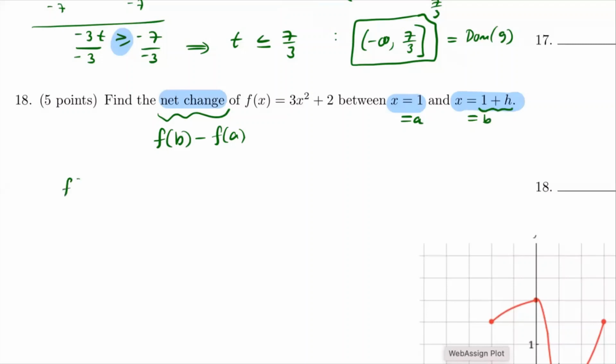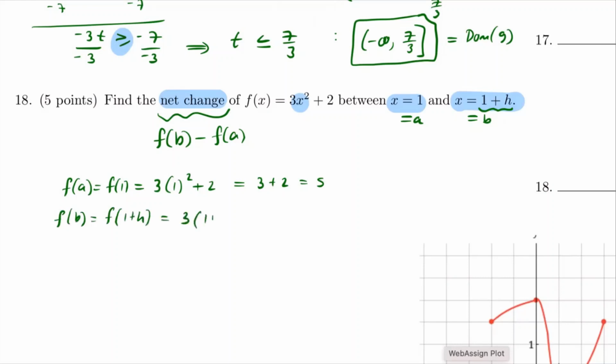So let's find them. f of a is going to be f of 1. Plug in 1 into the function. So you're plugging in 1 into this x in the function. You get 3 times 1 squared plus 2. That'll be 3 plus 2, that's 5.